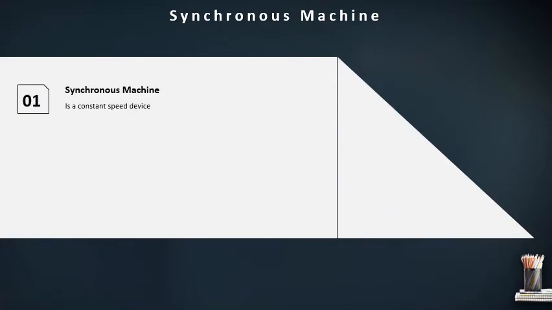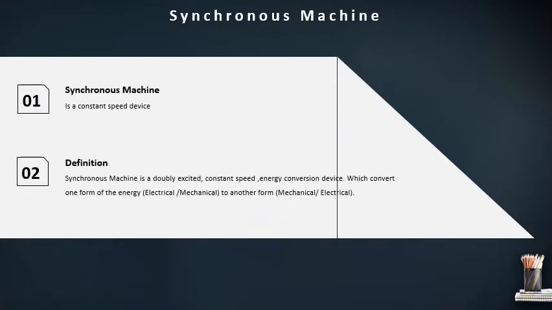So a synchronous machine is a constant speed drive. It is called the synchronous machine because the speed of that machine is constant. So finally, the definition of the synchronous machine is: a synchronous machine is a doubly excited constant speed energy conversion device which converts one form of energy, like electrical or mechanical, to another form, like mechanical to electrical. So this is a proper definition of the synchronous machine.